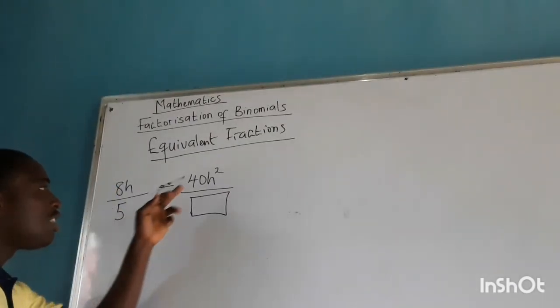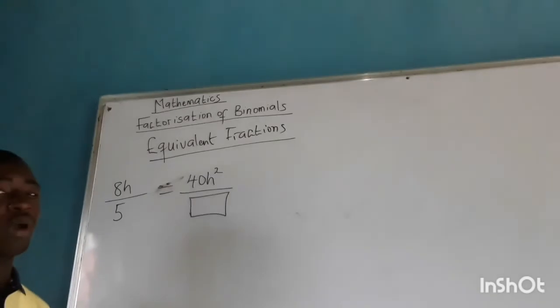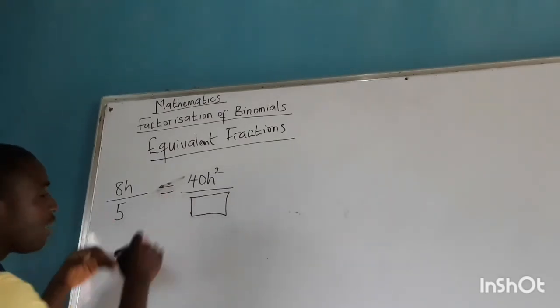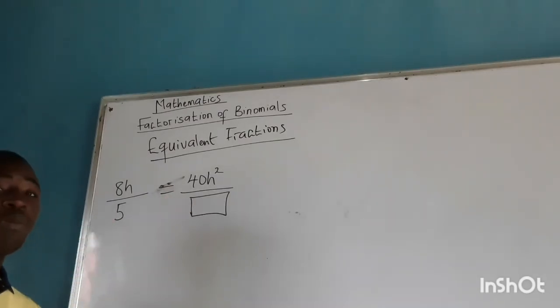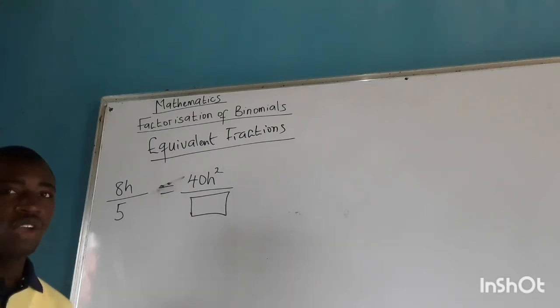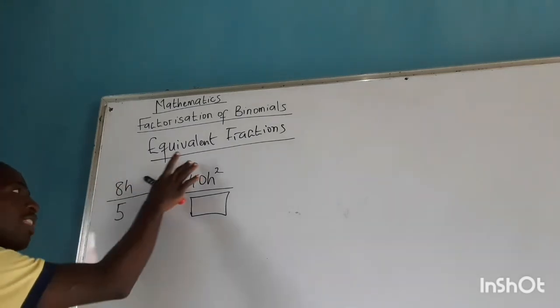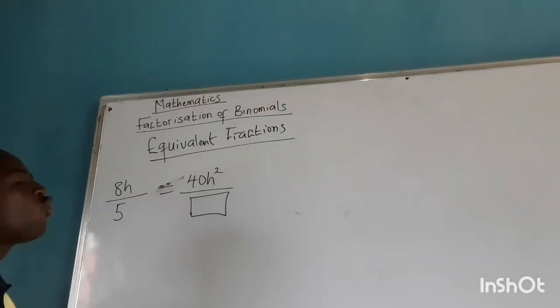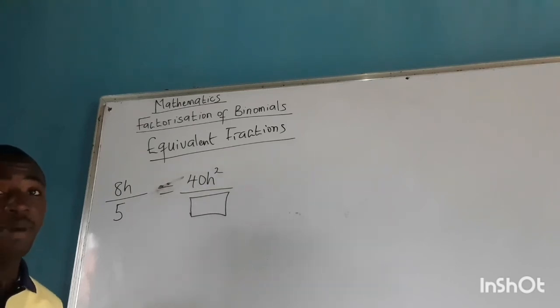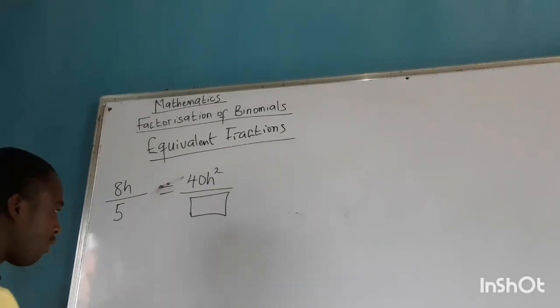How does 8h become 40h squared? When you have questions like this, when you solve questions in algebra, don't be in a rush. No rush too much to move into the answer. Look at the number part first. So when we look at the number part first, how does 8 become 40? What do we do to 8 to make it 40? We multiply 8 by 5. 8 times 5 is 40. So we have our answer on the number end.